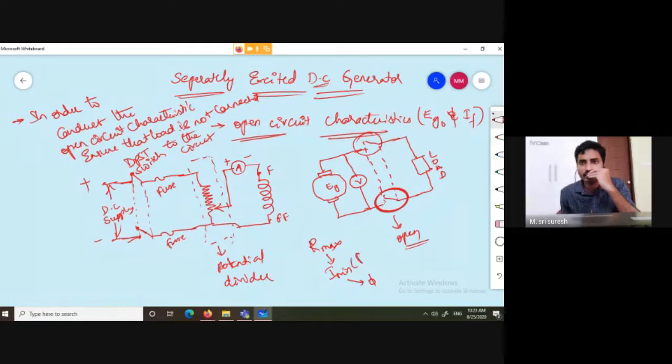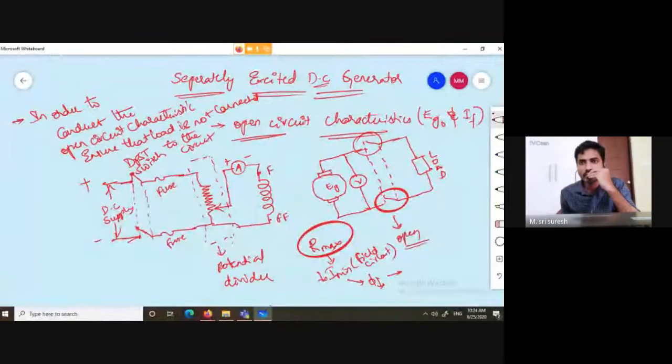We are talking about the field current, because the potential divider is connected to the field circuit. In that, the resistance is maximum, so the current flow through the field circuit is minimum. If the current through the field circuit is minimum, the flux is also minimum. And what happens to the EMF?